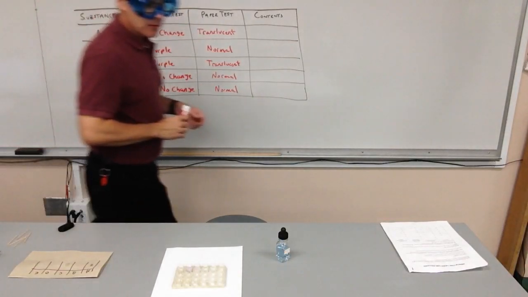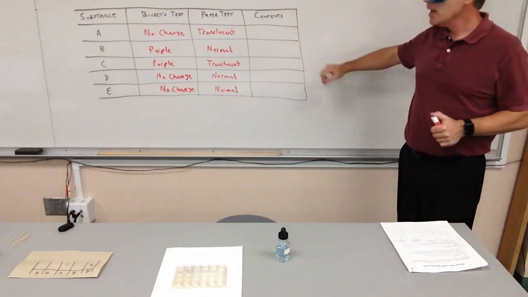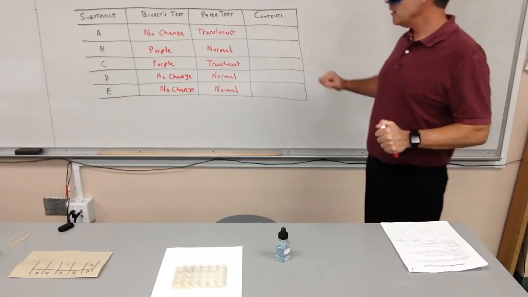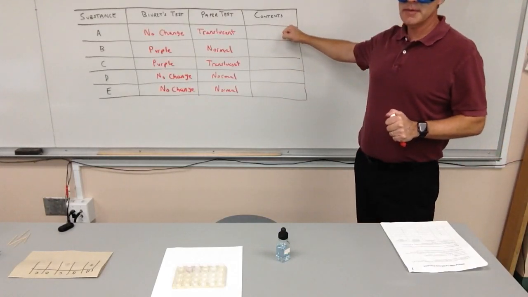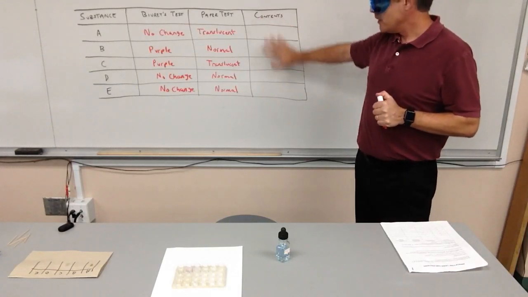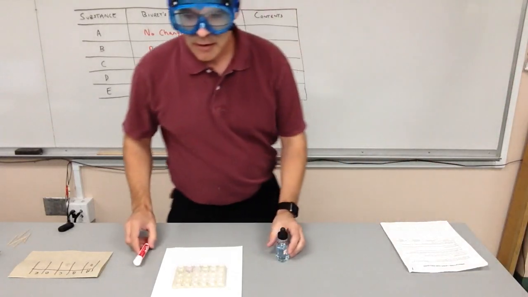Okay, and so from those results, you should be able to tell me and fill in the contents column as to what substances are in each of our unknowns. And so again, you have 4 choices. You can put lipid, you can put protein, you could put neither, or you can put both. And that's true for all of those. So your job is to figure out which ones are true.